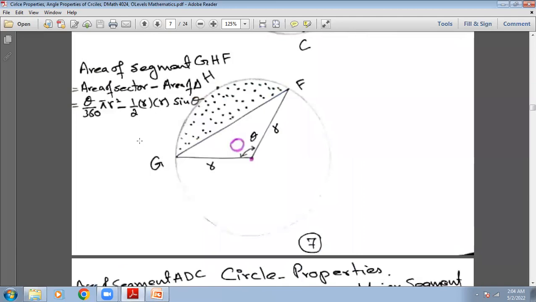A third example on the same concept. So for example, here we have drawn a chord GF. So it has divided this circle into two portions. This one is the minor segment. The rest of the thing is a major segment. If you want to find out the area of this minor segment, then find the area of this sector, and from this area of the sector, subtract the area of this triangle, and you will get the area of the segment. So area of the sector minus area of the triangle, theta by 360 pi r square minus 1 by 2 into r square into sine of theta.